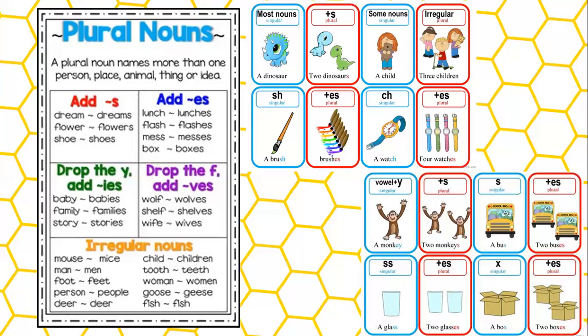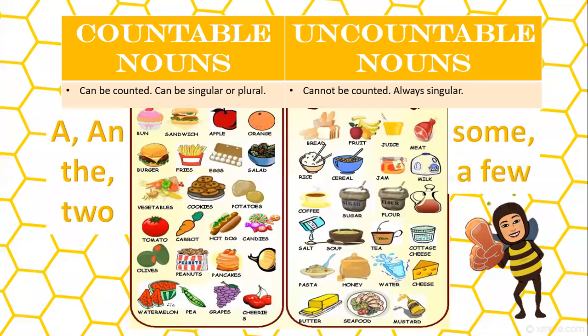Right, I hope this is not too difficult for you. Alright, now let's move on to countable nouns and uncountable nouns. We saw a bit of this during the year. Countable nouns are the things that can be counted. They can be singular or plural. It means that we can put a, an, the, or two.